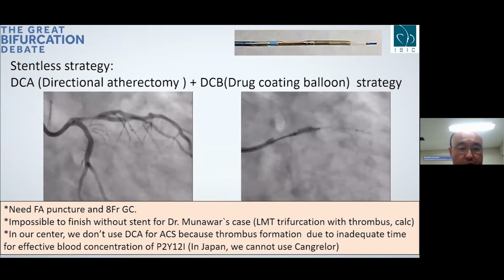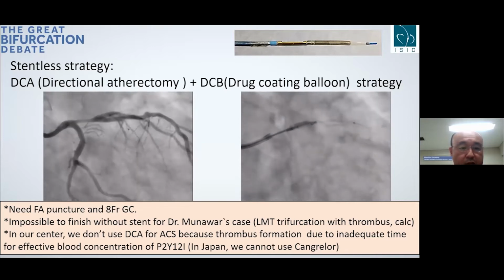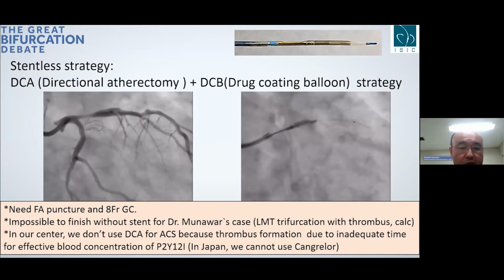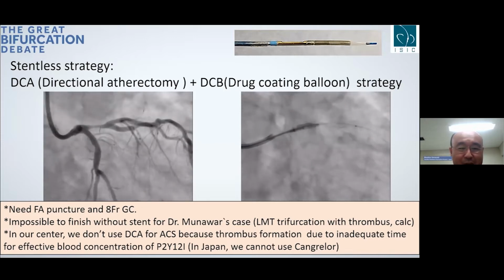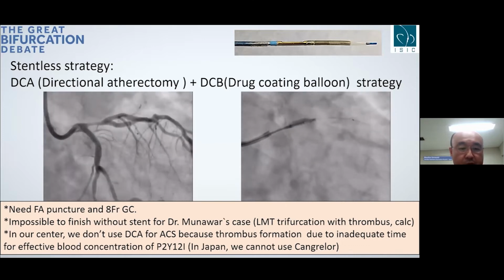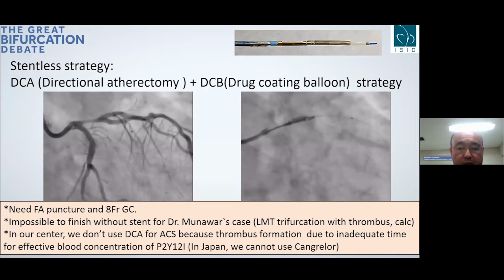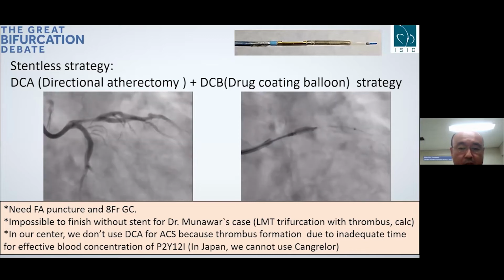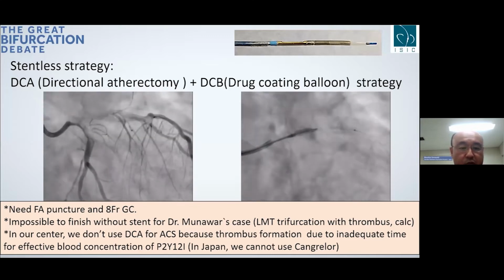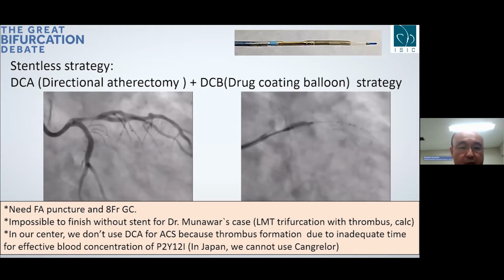But in this situation, Dr. Munawar inserted the 6 French sheath to this area. We don't like the additional 8 French guiding for patients, and if possible, we want to finish this complex bifurcation without stenting. Also, this is not elective but an emergency patient, and I was finding thrombus in the trifurcation. So in Japanese daily practice, we cannot use the cangrelor bolus P2Y12 inhibitor, and we have the risk of stent thrombosis during the DCA. So I don't want to perform the DCA in this situation.